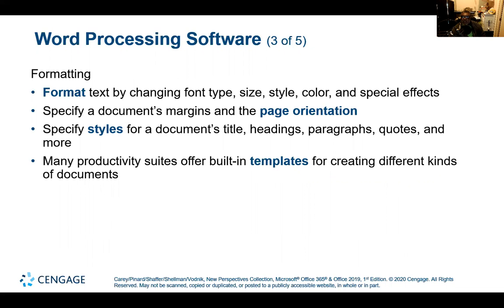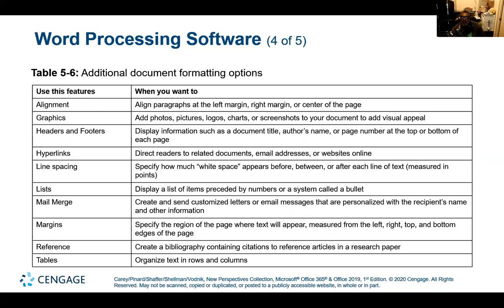Formatting. Format text by changing the font type, size, style, color, and special effects. Specify a document's margins and page orientation. Specify styles for the document, titles, headings, paragraphs, quotes, and more. Many productivity suites offer built-in templates for creating different kinds of documents. Here's some of the formatting options that you have. You can align, you can do hyperlinks, you do line spacing. All of this you can do within the confines of a Word program.